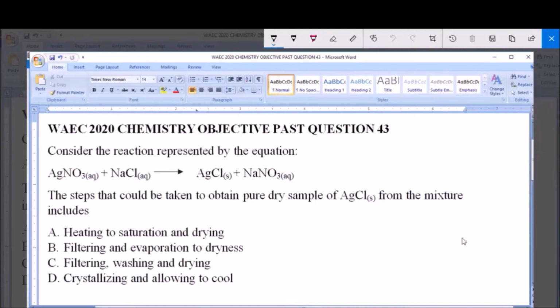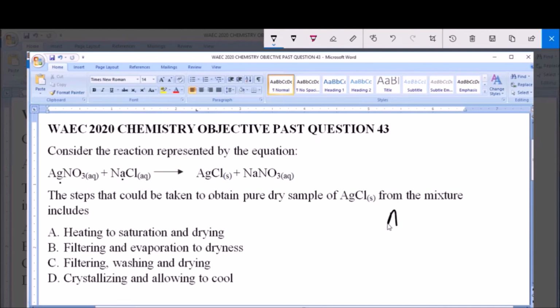Hello and welcome. I'm going to be answering WAEC 2020 Chemistry Objective Past Question 43. Consider the reaction represented by the equation. So you have an equation here with silver nitrate reacting with sodium chloride to give silver chloride and sodium nitrate. Now, the steps that could be taken to obtain pure dry sample of silver chloride from the mixture include A, heating to saturation and drying, B, filtering and evaporation to dryness, C, filtering, washing and drying, D, crystallizing and allowing to cool.